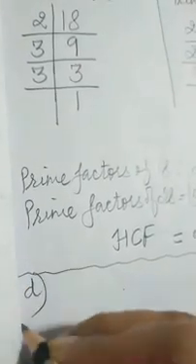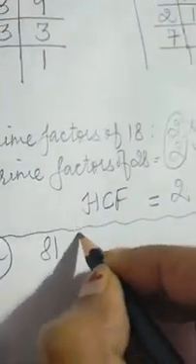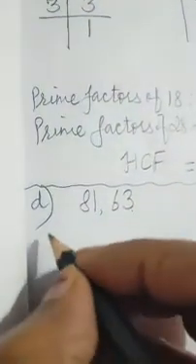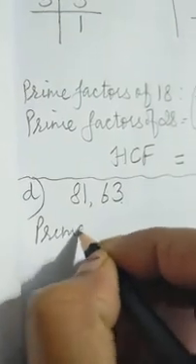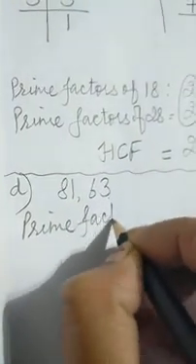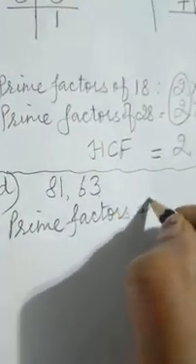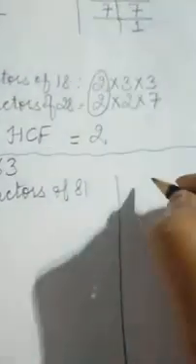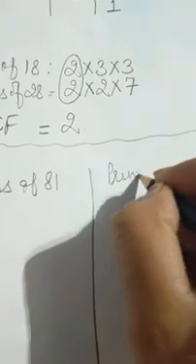Yes friends, now I will tell you D part. C part you people will do by yourself. D part, what is that? 81 and 63. Here firstly we will make the prime factors of 81, after that prime factors of 63.